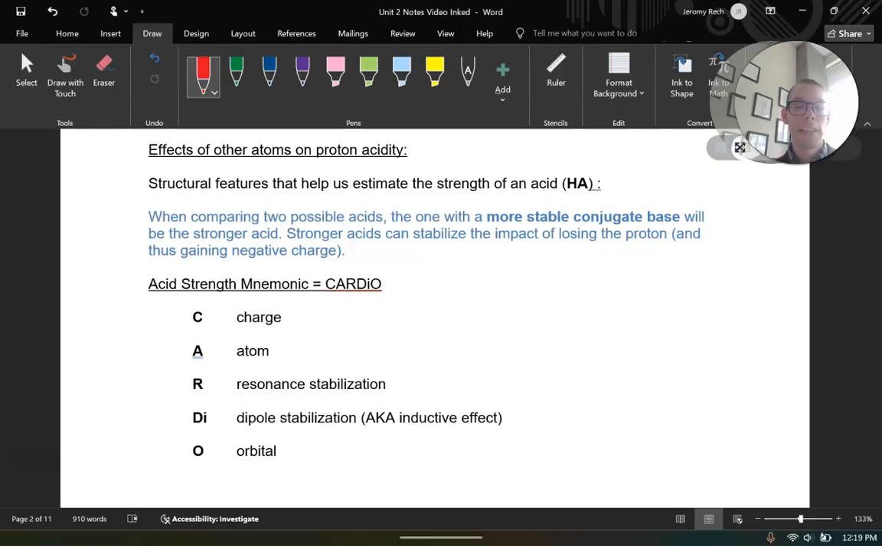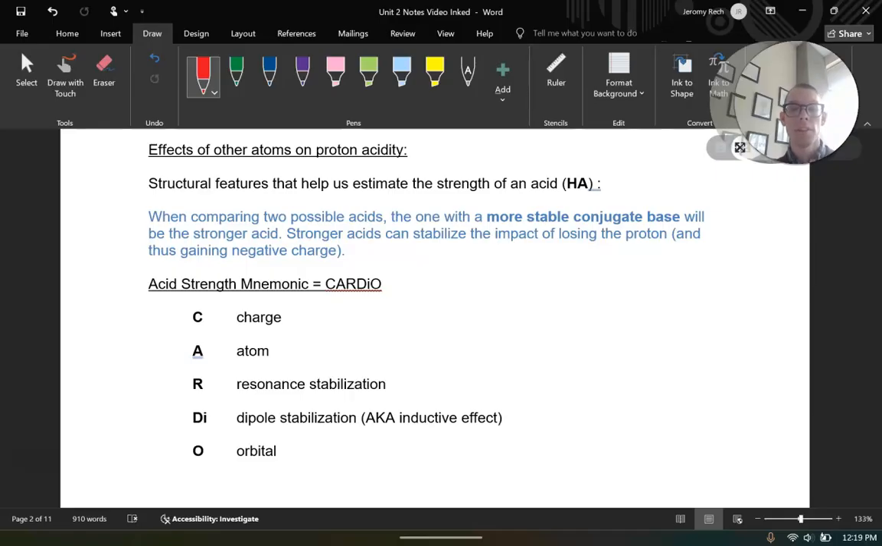D and I are going to stand for dipole stabilization. Dipole stabilization, its technical name is inductive effect, so that's where that I is coming from. And then O comes to orbital, thinking about our hybridization, sp versus sp2 versus sp3. When we're thinking about this mnemonic, the things that are on the top are the most important. Charge, atom, and resonance are a lot more important than things like your dipole or your orbital.